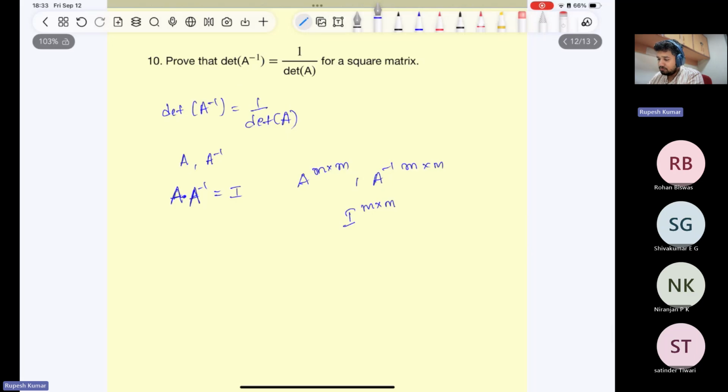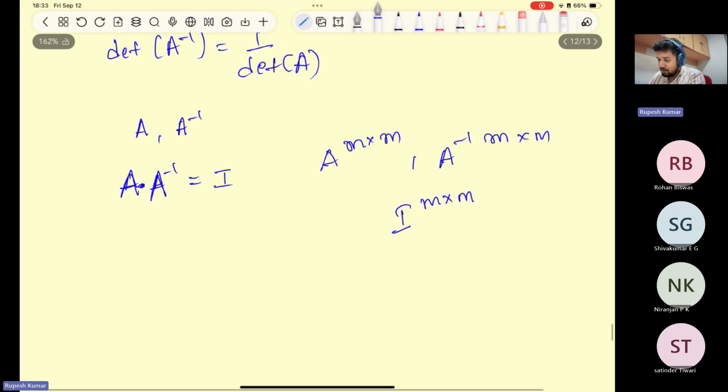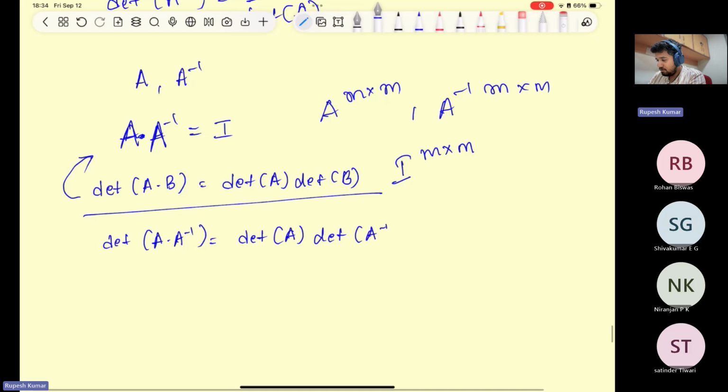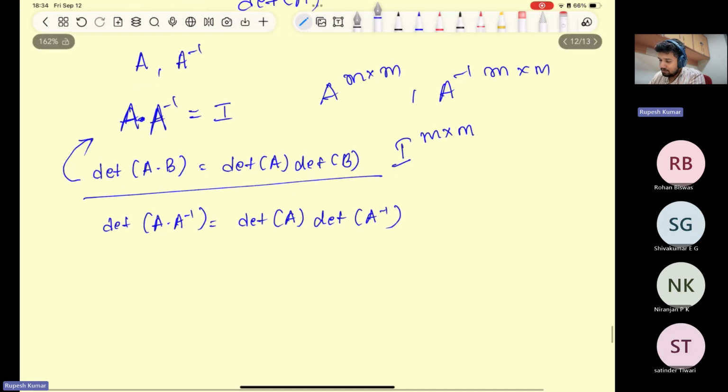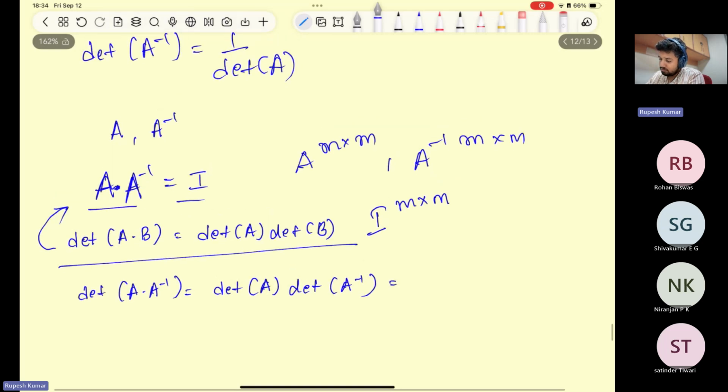So now let's prove that the determinant of A inverse equals 1 by determinant of A. We all know one property of determinants: the determinant of A times B is equal to the determinant of A times the determinant of B. Let's use this property and put it here. You get that the determinant of A times A inverse is equal to the determinant of A times the determinant of A inverse, right? Now on the RHS, it is given that A times A inverse equals the identity. So the determinant of A times A inverse equals the determinant of the identity, right?